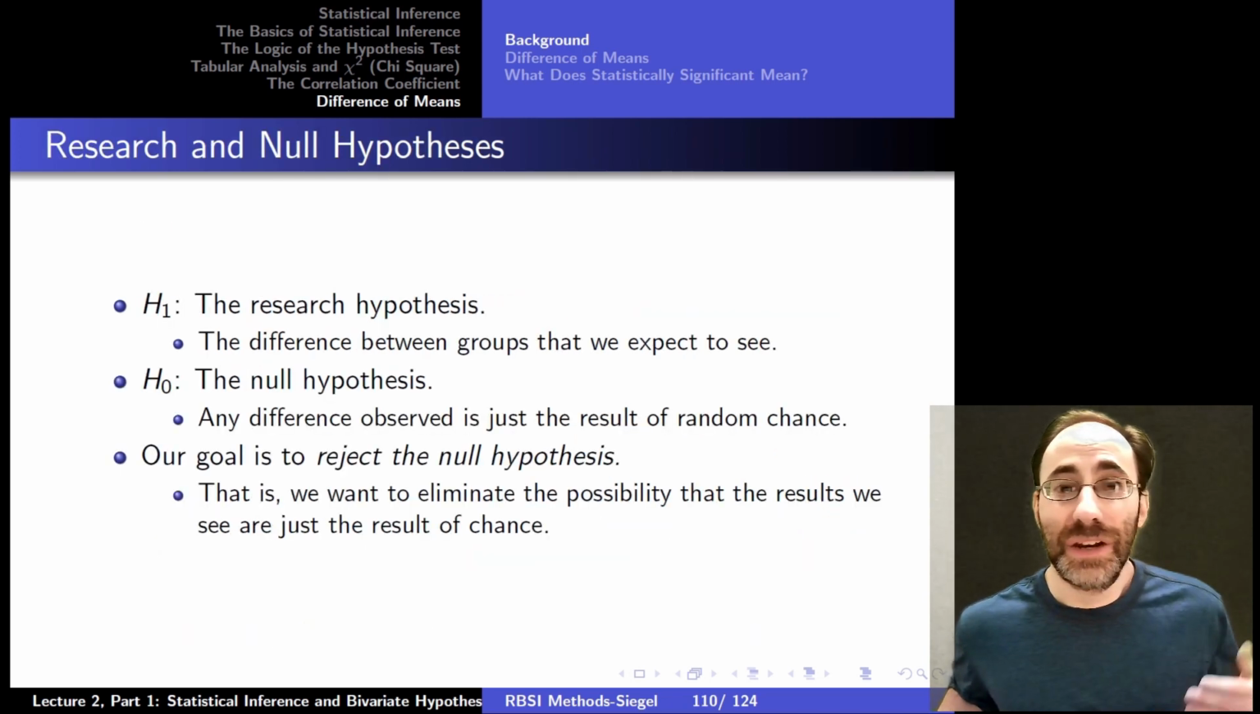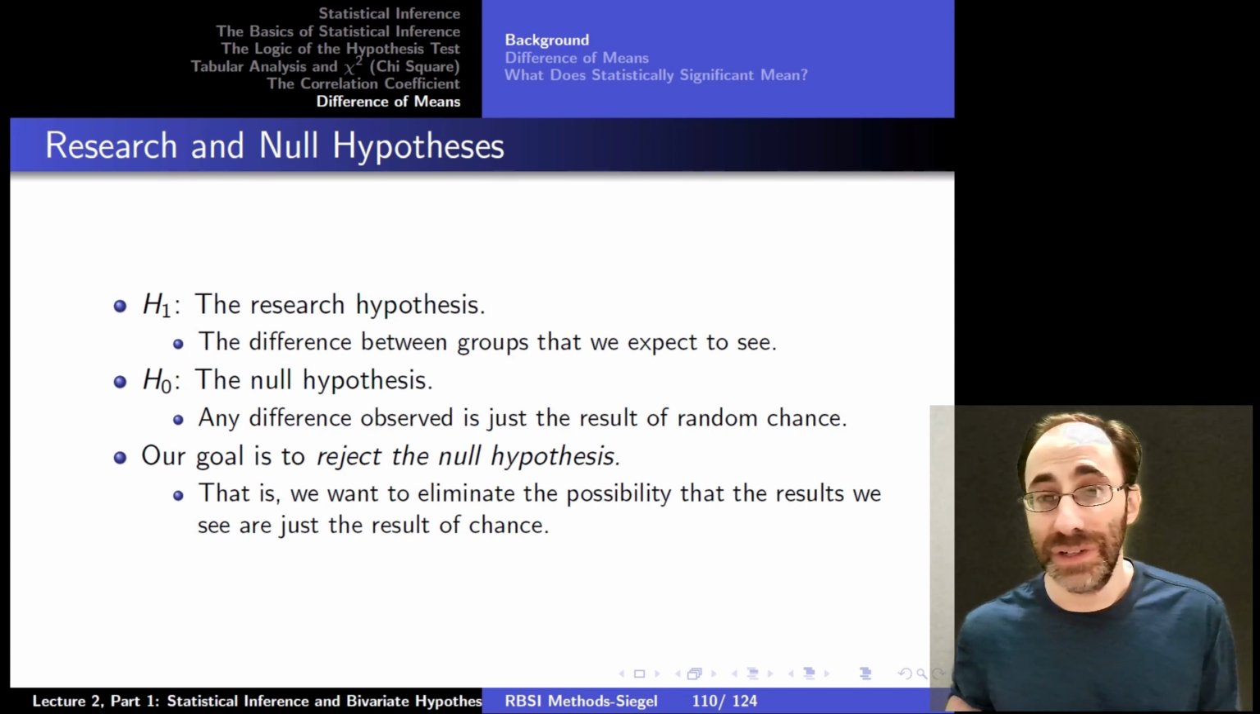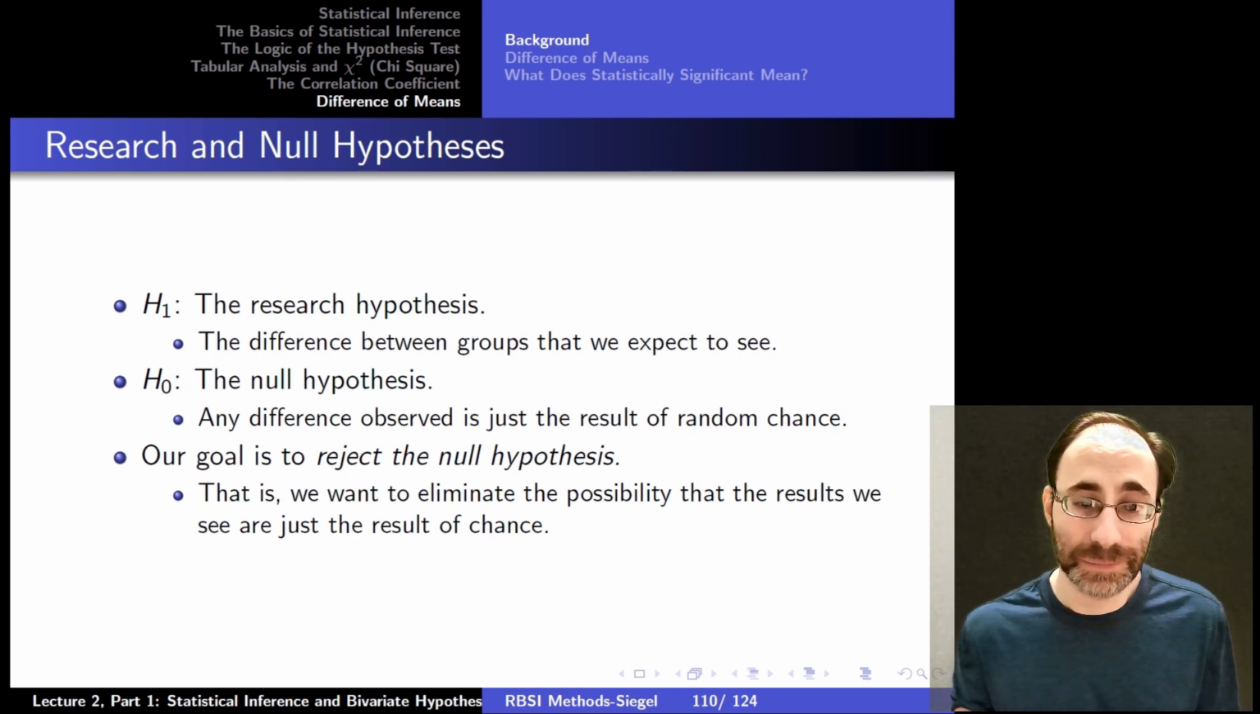We start as usual by stating our research and null hypotheses. H1 is the research hypothesis, which is that the difference in the groups is meaningful. There's a real difference in the groups, and it supports whatever we'd expect to have seen from our theory. The null implied by this is that there's no difference between groups.